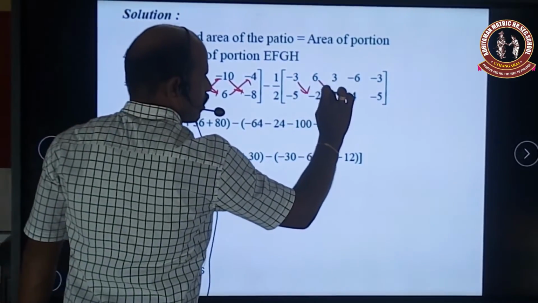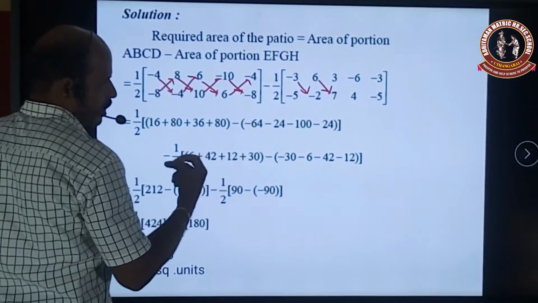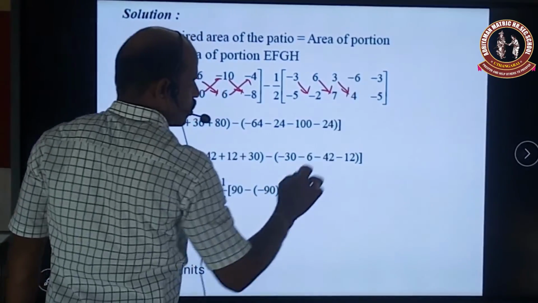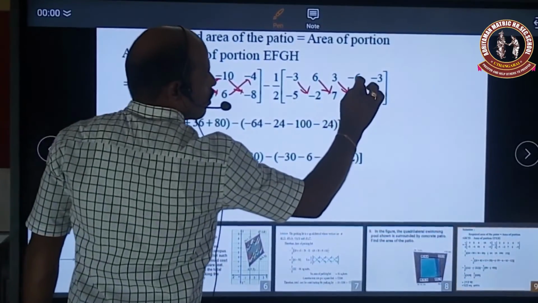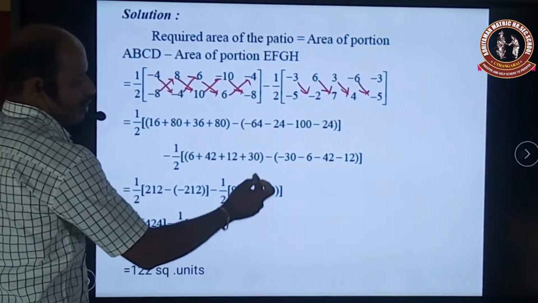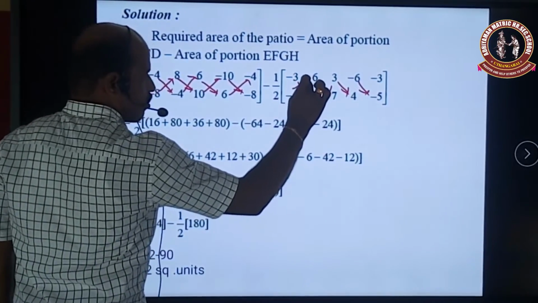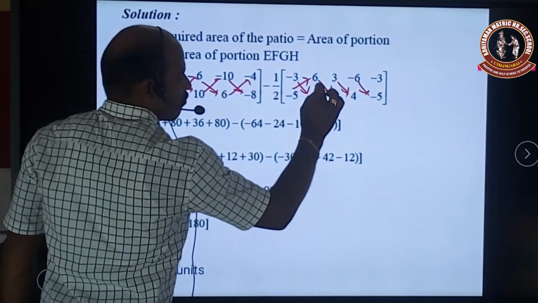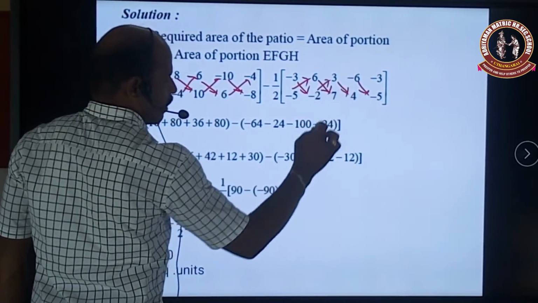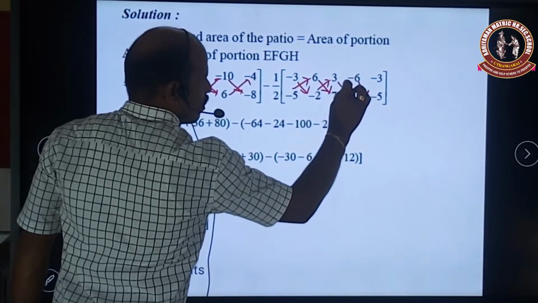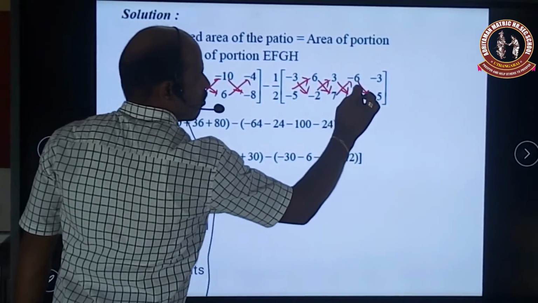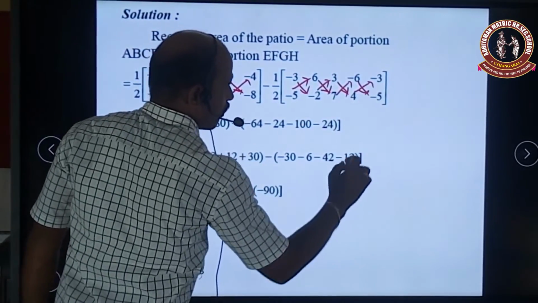6 into 7 equal to 42, 3 into 4 equal to 12. Minus into minus plus, 6 into 5 equal to 30. Next, down arrow, minus 5 into 6 equal to minus 30. Minus 2 into 3 equal to minus 6. 7 into minus 6 equal to minus 42. 4 into minus 3 equal to minus 12.